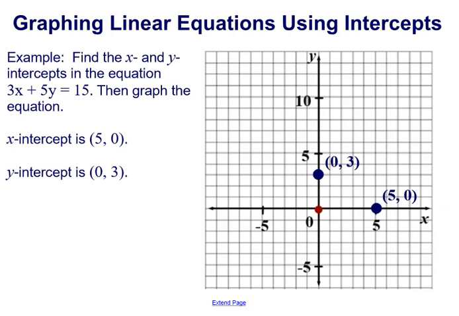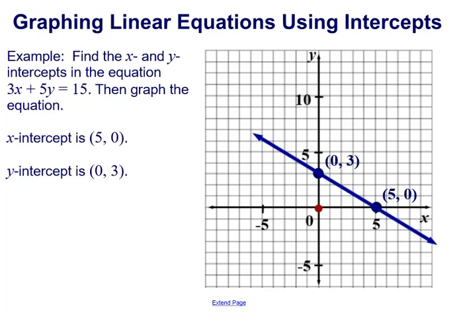We can then graph both of those points on the coordinate plane. The x-intercept will be along the x-axis. It'll be 5 units to the right. And the y-intercept of 0, 3 will be on the y-axis 3 units up. So then to graph the equation, we're just connecting those 2 points with a nice straight line. So this line is the graph of the equation 3x plus 5y equals 15. And we found it by finding and calculating the x and y intercepts.